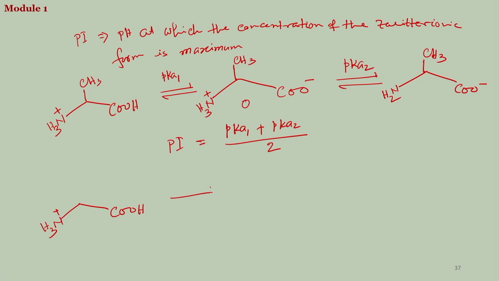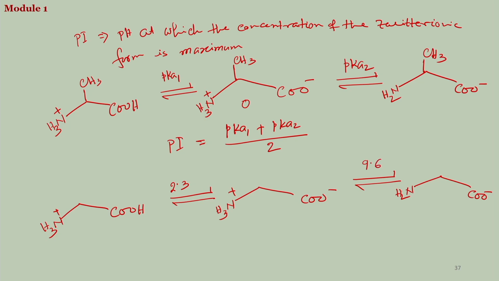Then you can write the same thing, the first one COO minus, NH3 plus, and then this equilibrium, still COO minus, and this becomes NH2. Now, this pKa value is around 2.3 and this pKa is around 9.6.